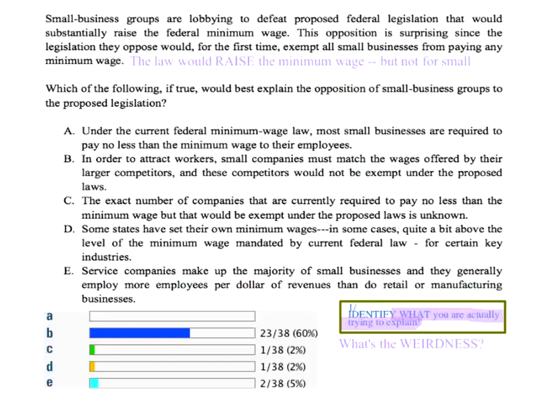Therefore, we would expect that small businesses would not care, because it doesn't really change the way they operate. So the weirdness then is, why would small businesses care?